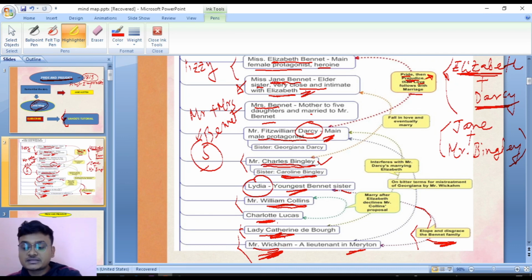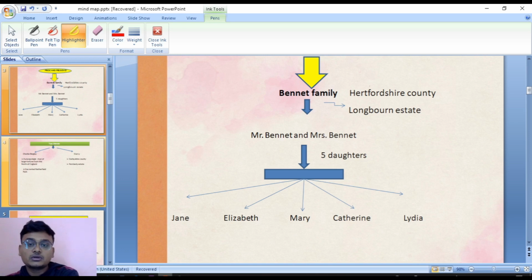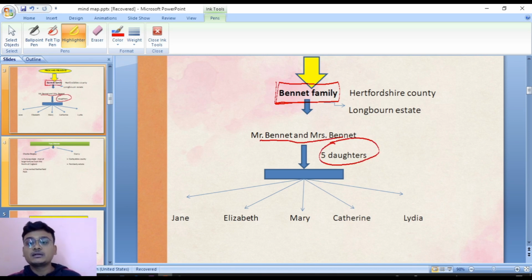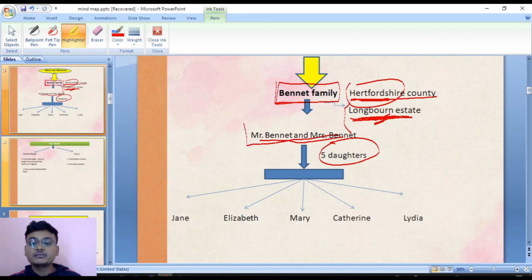Okay, now move to the next slide. So now we come to the Bennet family. I mentioned that Mr. and Mrs. Bennet have 5 daughters. They live in Hertfordshire county. They live at the Longbourn estate. The name of the estate is Longbourn estate, and the county is Hertfordshire.